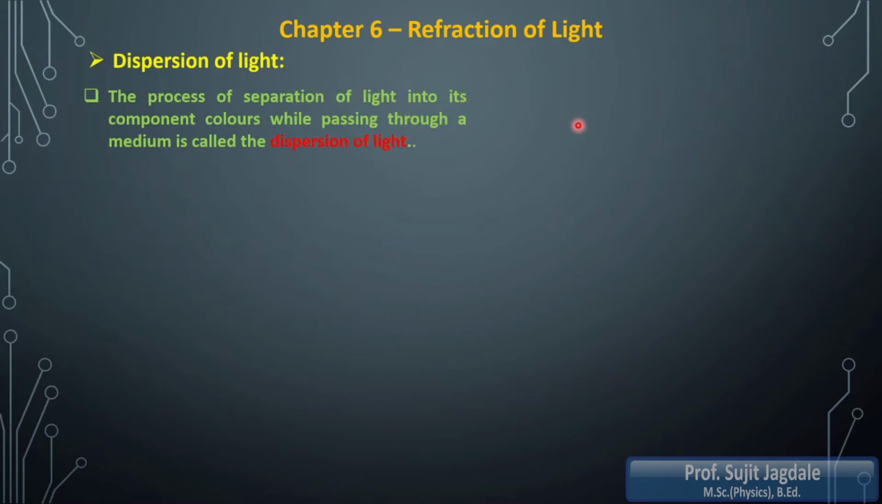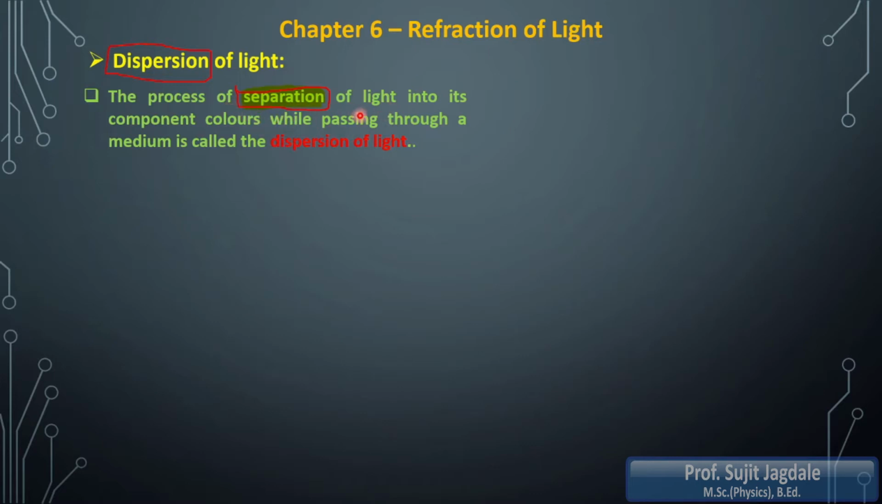If we consider the word by word meaning, the alternate word for dispersion is separation. Again we have to consider the separation of light. Whose separation? Separation of light. According to which concept and for which factor are we going to consider this separation? So the process of separation of light, which light? White light. Here we have to consider the white light.